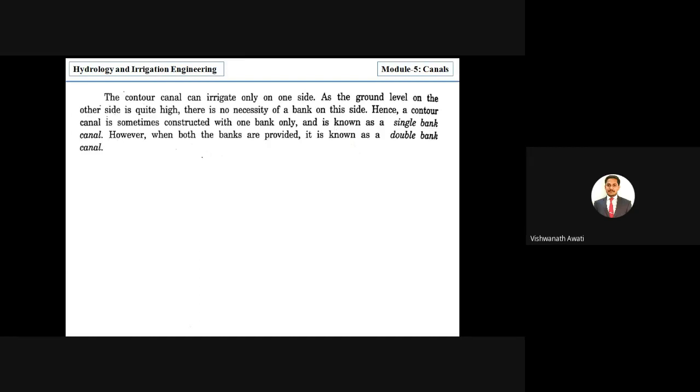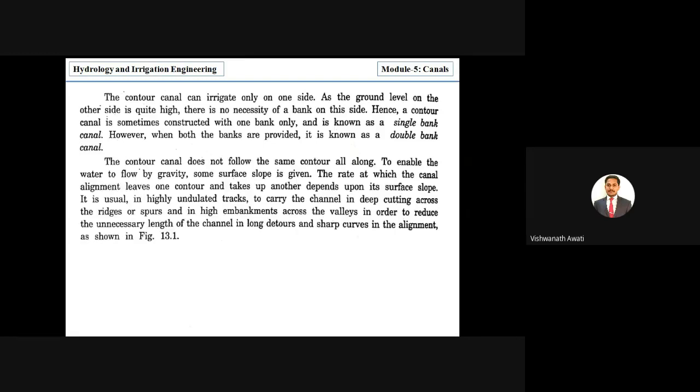Okay. As I told, contour canals are aligned along the existing contours, but it is not necessary to follow only one contour. If there is a requirement of natural slope to provide water flow by gravity, some slope will be provided. The slope will be decided based on the surface area and the requirement as per the design and plan, and there will be a change from one contour to another contour. The important reason for changing contours is to get slope for gravity flow.